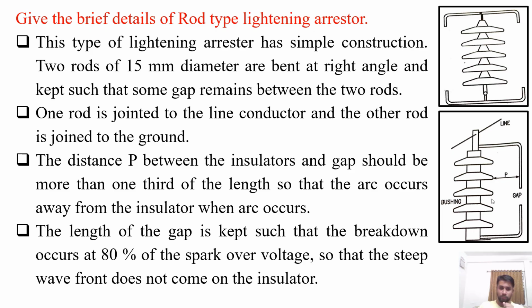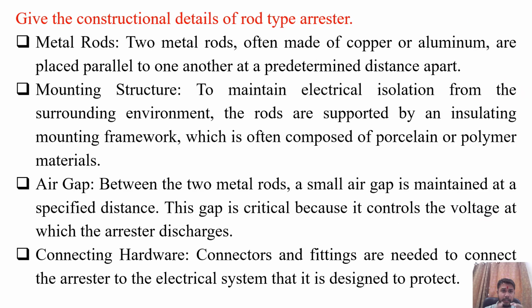disc over here. The length of the gap is kept such that the breakdown occurs at 80% of the spark over voltage, so that the steep wave front cannot come or does not come on this insulator disc, and this is how this rod gap protects against the lightning surges.